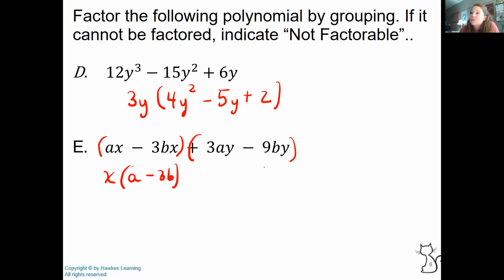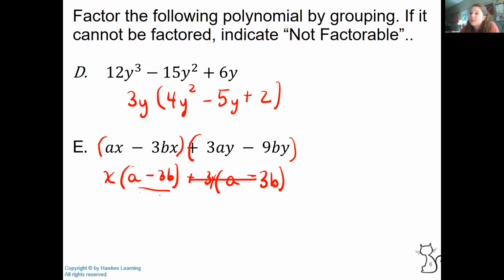Now, what do these 2 terms have in common? They can both be divided by 3 and y. So I'm going to write a positive 3. So if I take away that 3y, I have a left. And negative 9 divided by 3 is negative 3. Oh my goodness, that should be a negative sign. And I brought out that y, so I have negative 3b left.